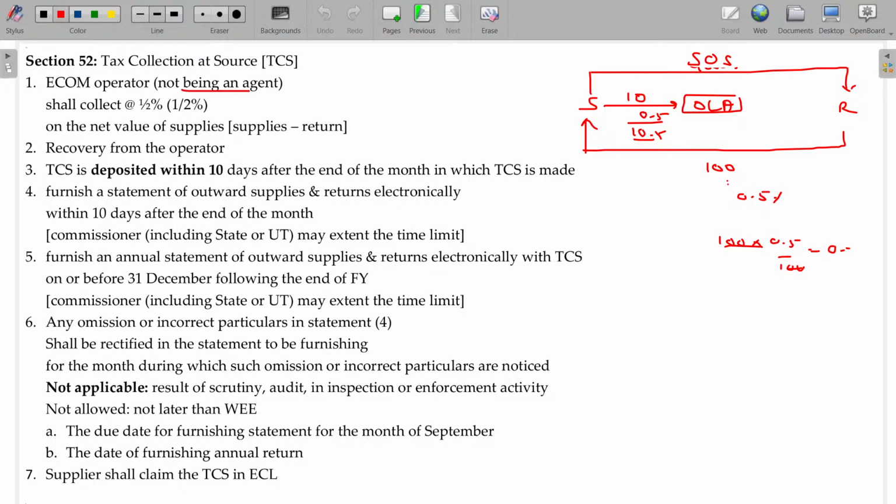An e-commerce operator, not being an agent, shall collect half percent on the net value of the supplies minus returns. Supplies being 200 rupees, return being 50, then for 150, whatever commission he collects, on that he has to collect TCS also. His own commission plus 1 rupee 50 paise. For this net value, he has to calculate half a percent, and that should also be included.